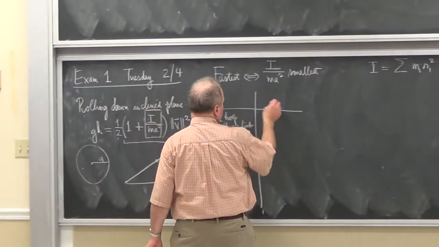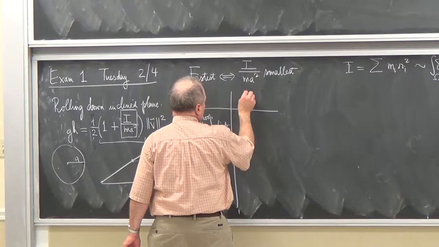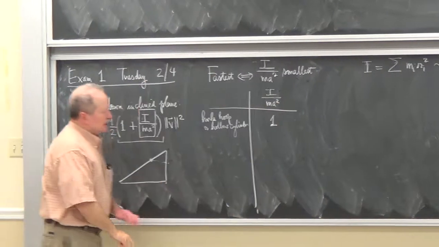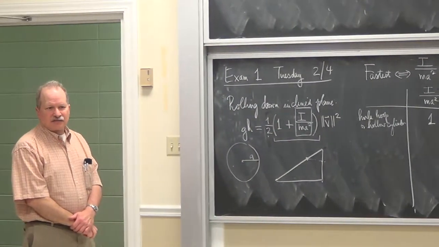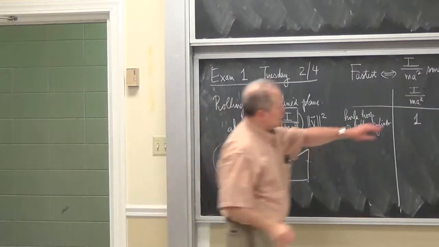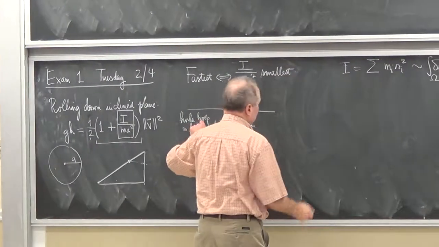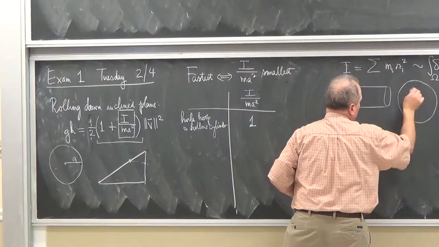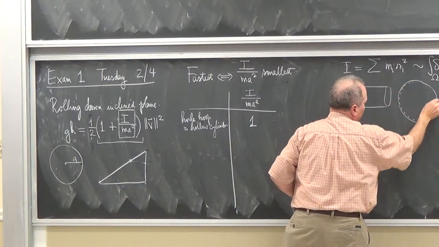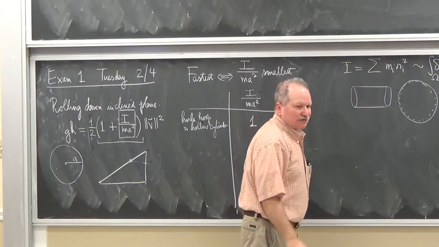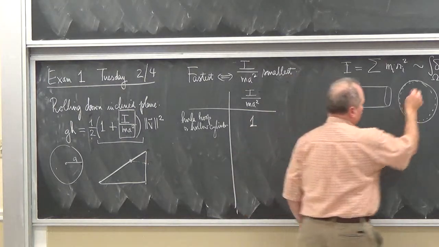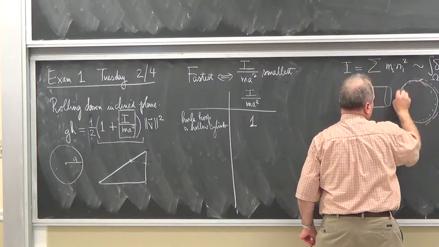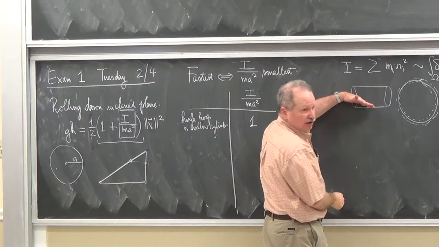So here we're going to get I over ma squared is exactly 1. Why is it 1? Because we just said that for a hollow cylinder or for a hula hoop, which you can think of as a very thin circle, I mean, if you prefer, you can make it a little cylinder here that has some thickness, and then it's exactly this question.